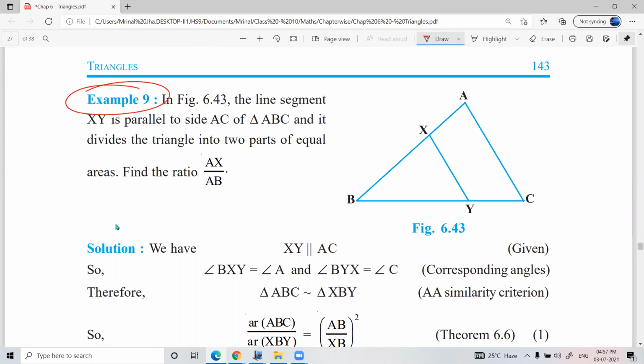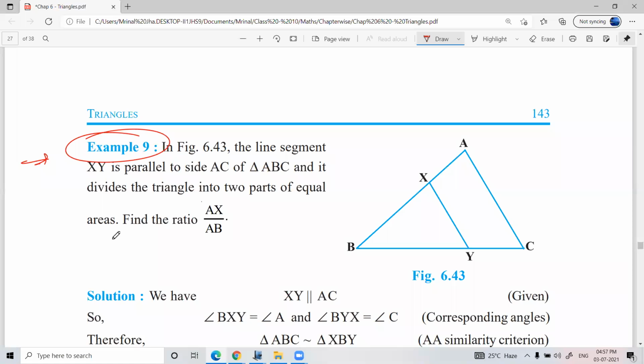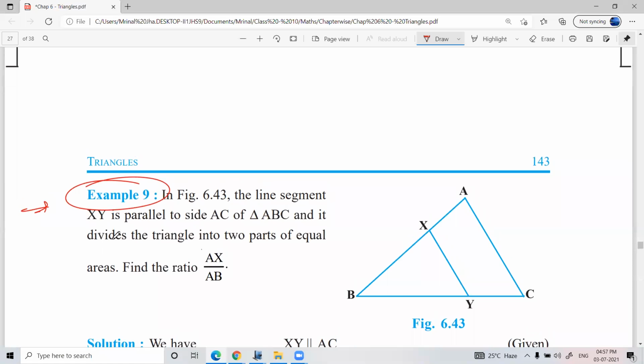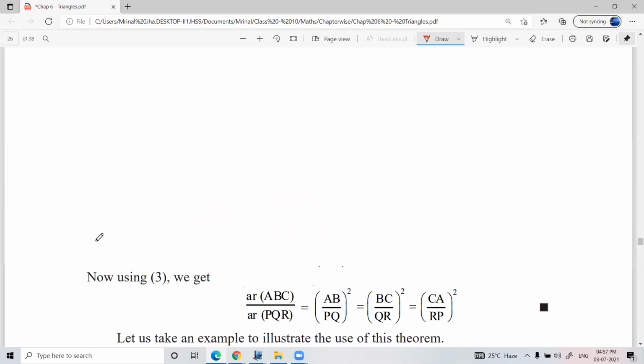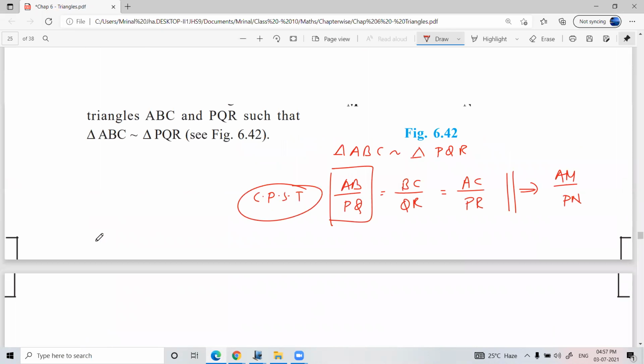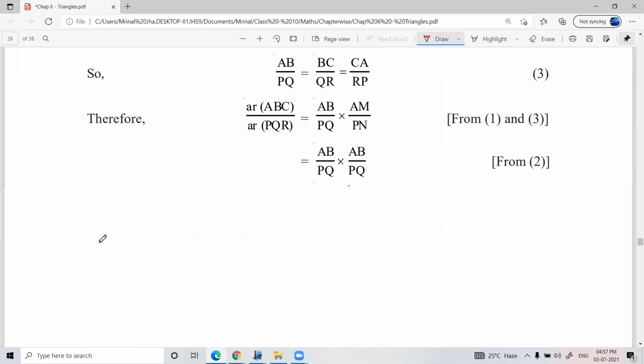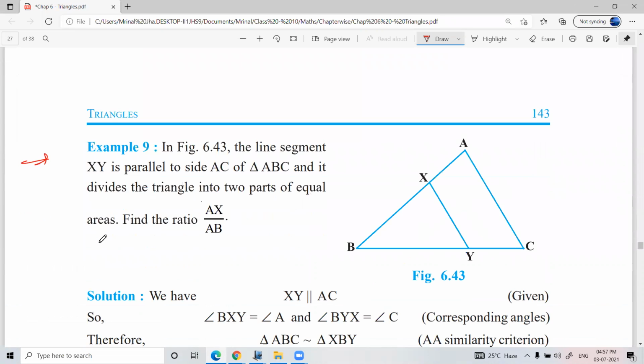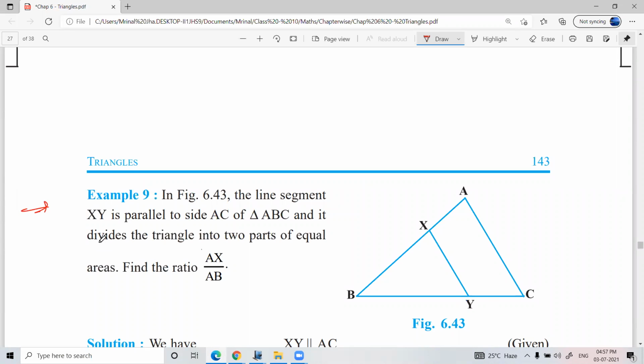Take up this example, guys. Try to solve this. See if you can do this on your own. So a little bit of application you have to do. Think about it.